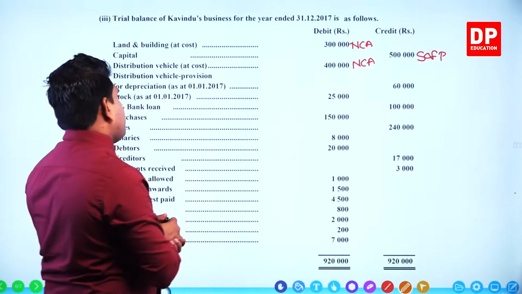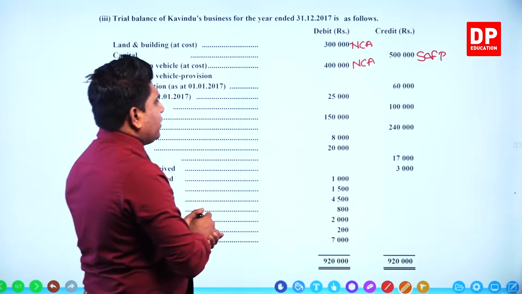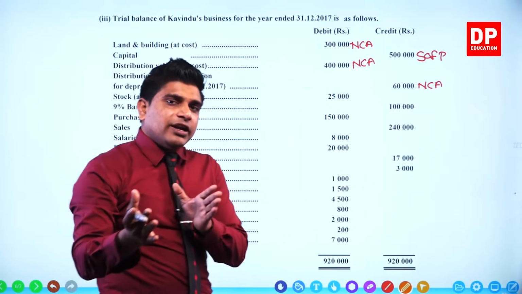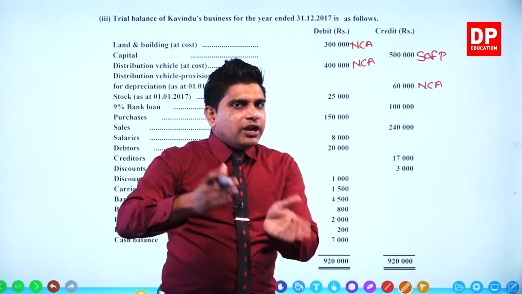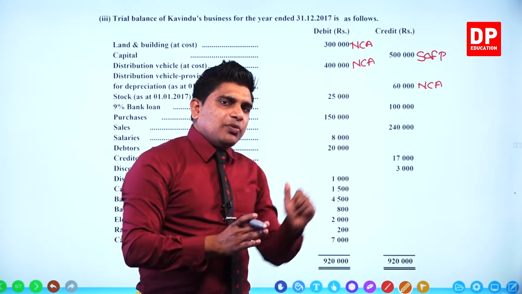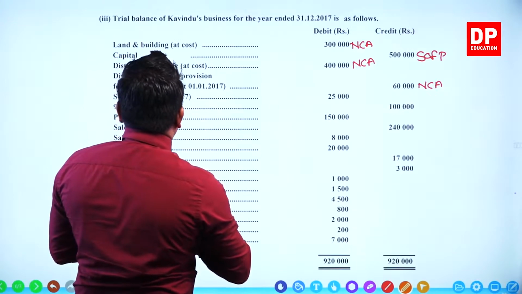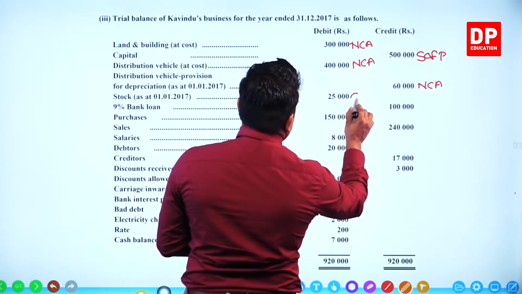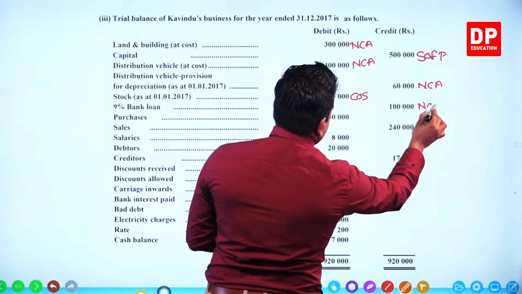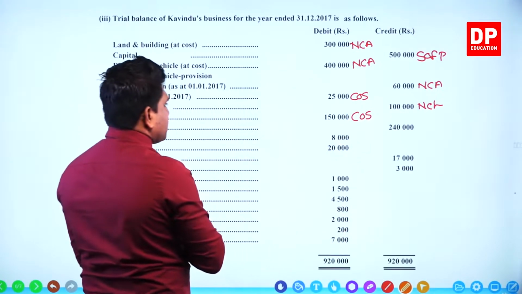Distribution vehicle provision for depreciation as at 1st of January 2017, right? So that one goes to the non-current assets category. Do you remember the accumulated depreciation column? Cost, accumulated depreciation, net book value, right? Then this provision for depreciation we write in the middle column, accumulated depreciation. Then stock as at 1st of January 2017, to calculate cost of sales. 9% bank loan, where? Non-current liability. Purchases, to calculate cost of sales.